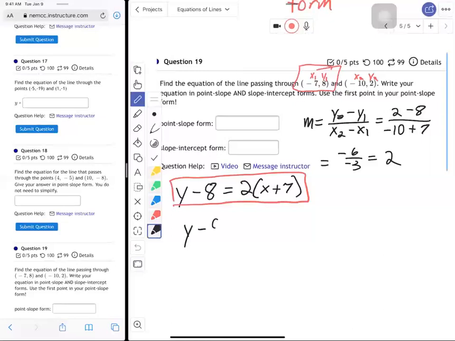So let's do a couple of steps here. Distribute the 2x plus 14. And then add 8 to both sides. So y is equal to 2x plus 22.